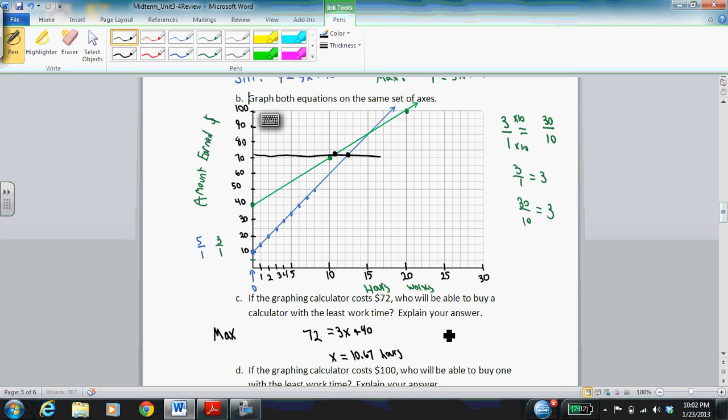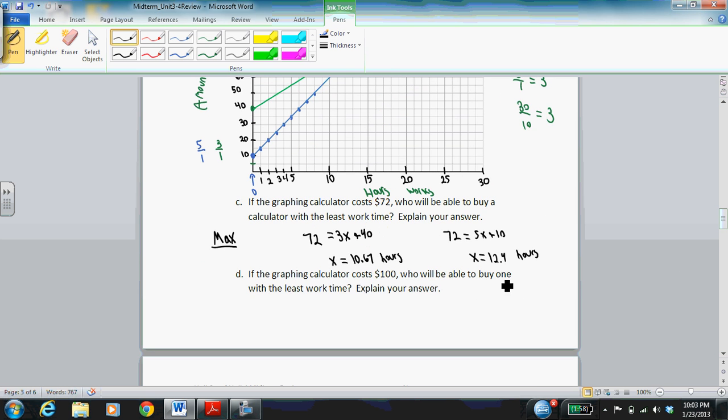Now let's look at it for Jill. So her rule, y equals 5x plus 10. So 72 equals 5x plus 10. So if you subtract 10 from both sides, that's 62 equals 5x. Divide by 5. 62 divided by 5, that's x equals 12.4 hours. So obviously, that further justifies that Max will be able to buy the calculator with the least amount of work time. What if it costs $100?